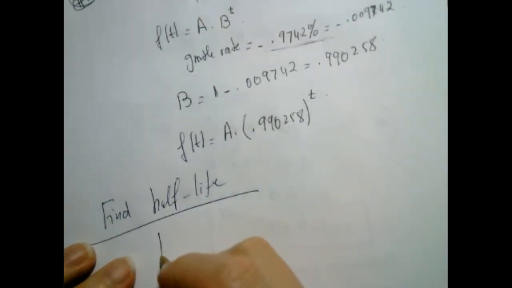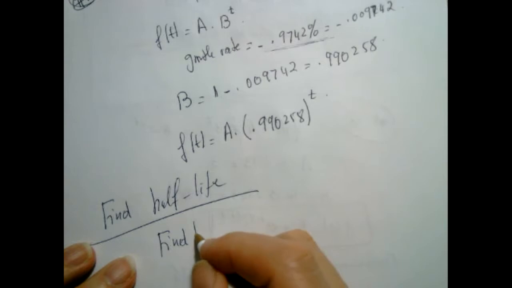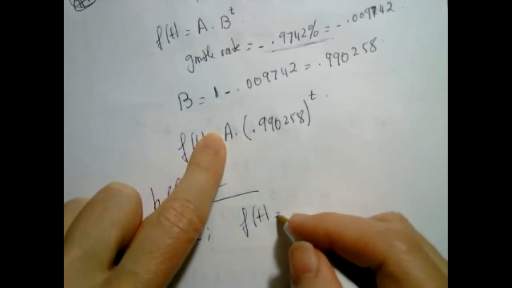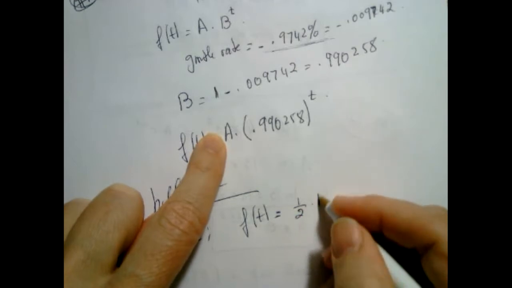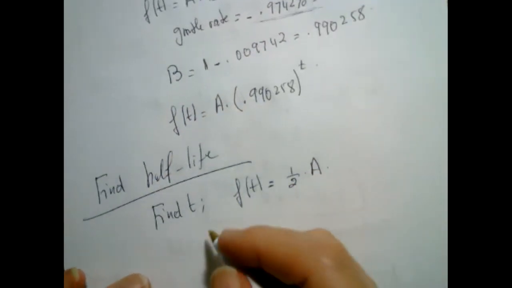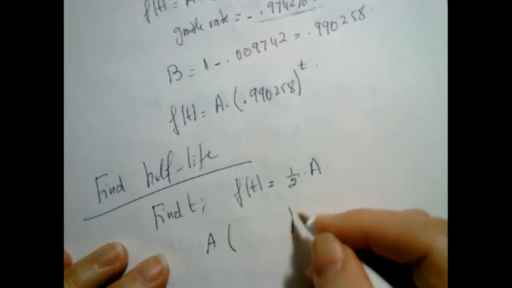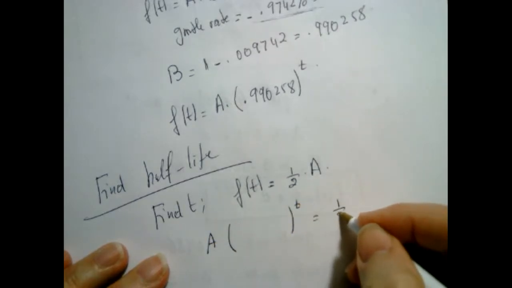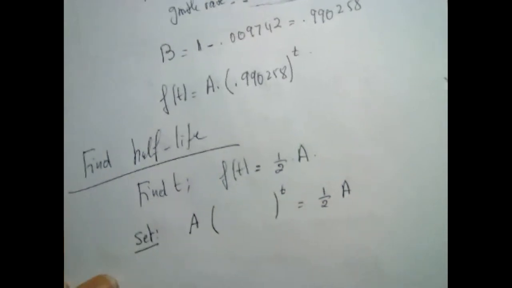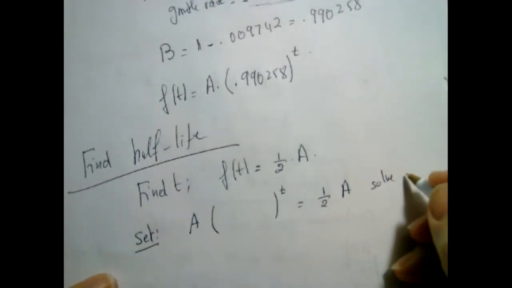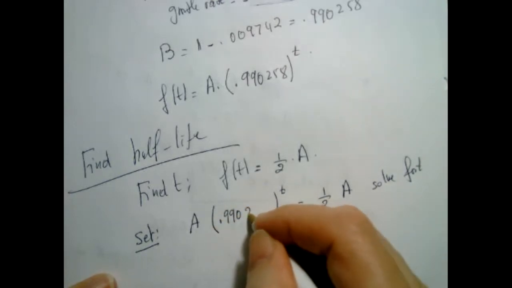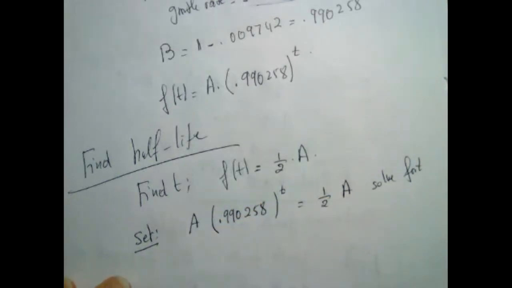The half-life means we have to find the time t such that f of t is half of what it started with, half the initial value. That's really what we have to do. It means we're going to set this equal to half a and solve for t.